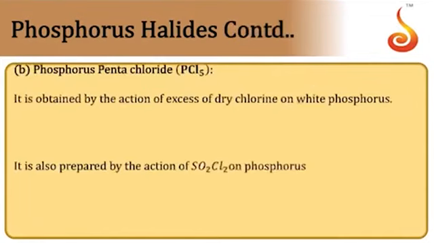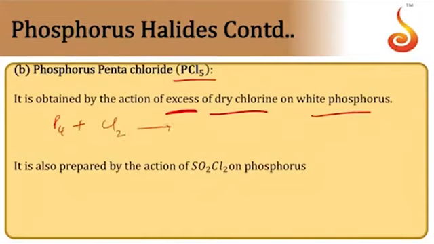Then, regarding pentahalide preparation: PCl5 is again obtained by passing dry chlorine gas on white phosphorus. It must be an excess of dry chlorine gas. So P4 plus Cl2, which should be in excess here, gives PCl5. The chlorine should be in excess, then we are going to get PCl5.